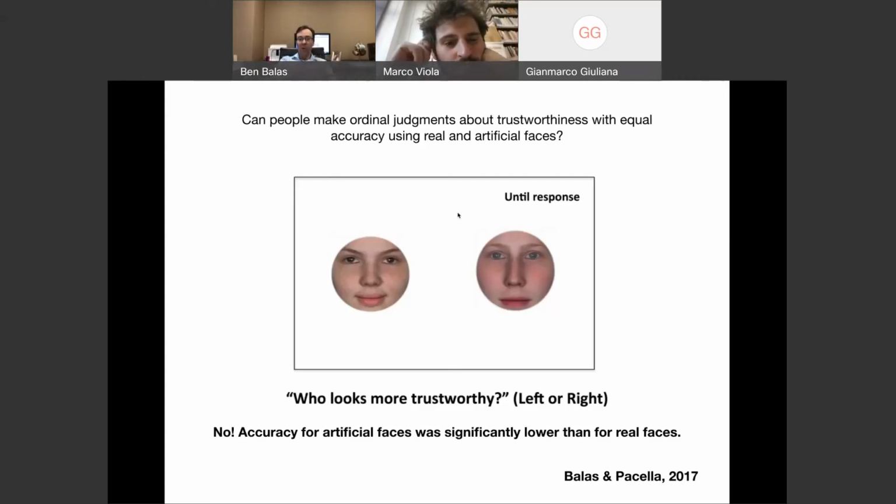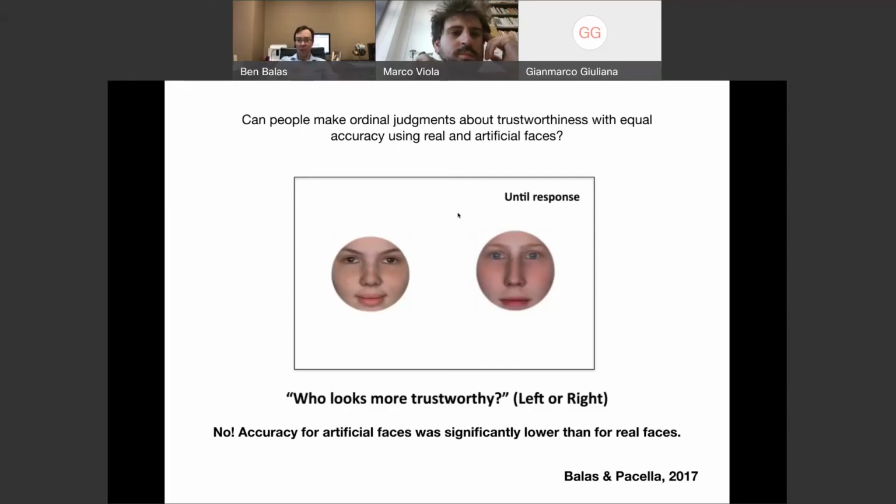What we're going to do in this task is show people either 2 artificial faces or 2 real faces, and we're going to ask if they get the answer right. The prediction is if looking artificial disrupts your ability to measure these social variables, you should be less able to correctly identify the more trustworthy looking face when you see 2 artificial faces than when you see 2 real faces. And indeed, that's what we found.